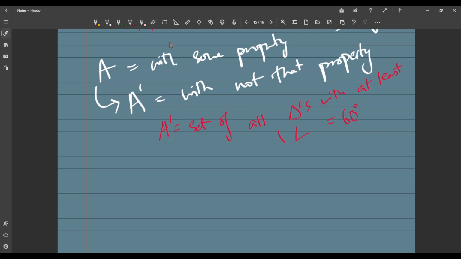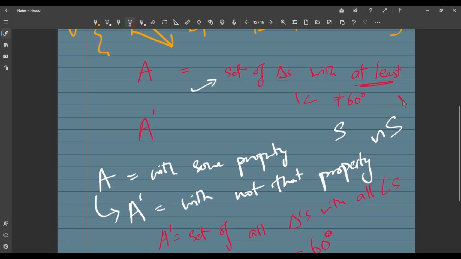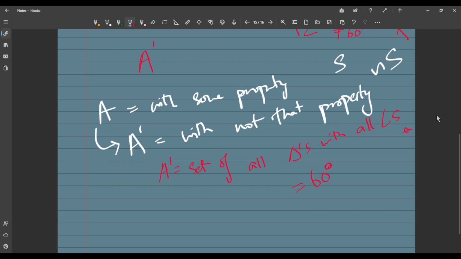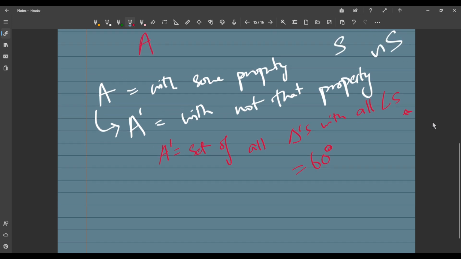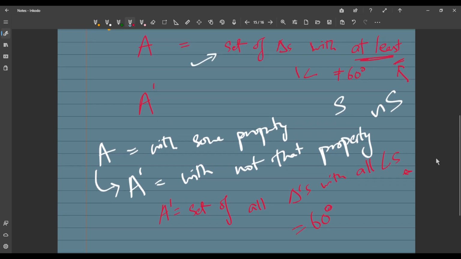So actually my negation would be the set of all triangles with all angles equal to 60 degrees. Only then you will prove that this statement is incorrect. So negation of this statement on the top is this statement at the bottom. Take your time, understand this, and please do not hurry or panic while solving these types of problems.